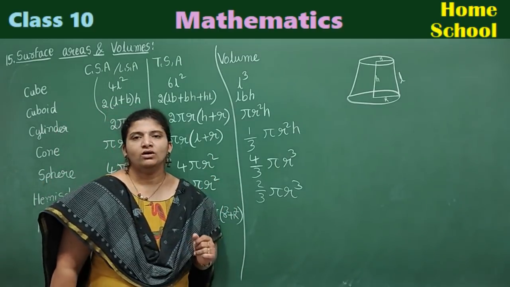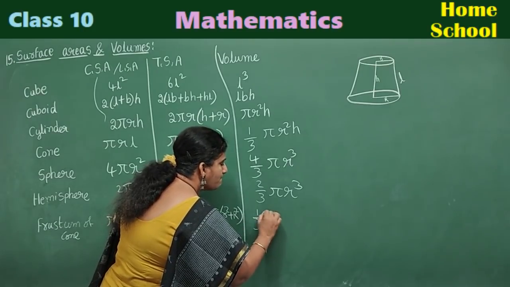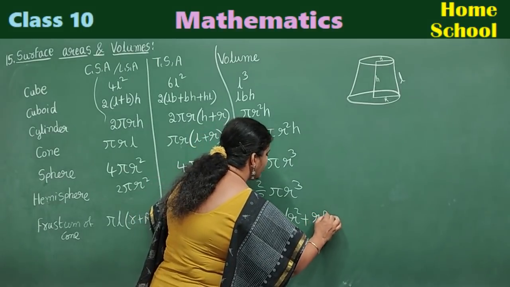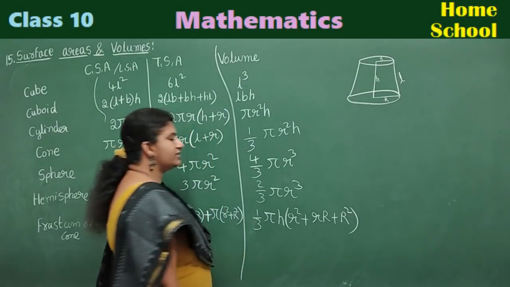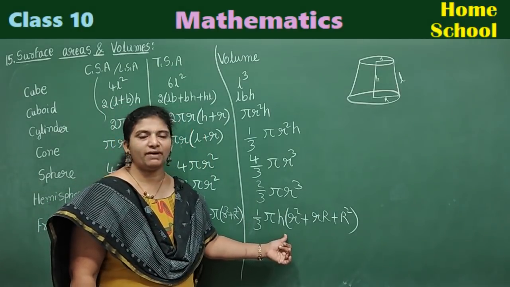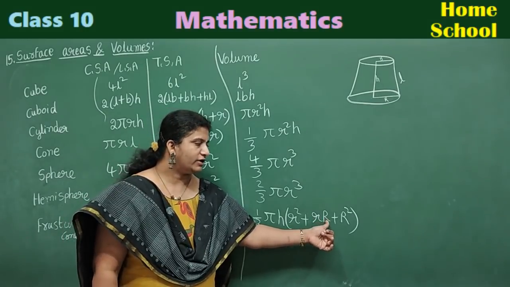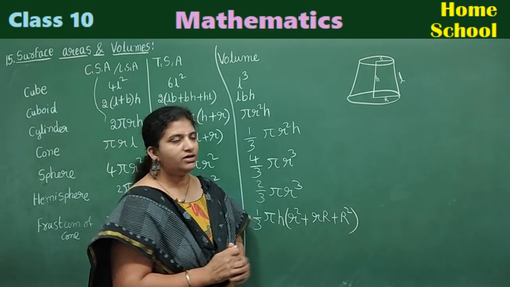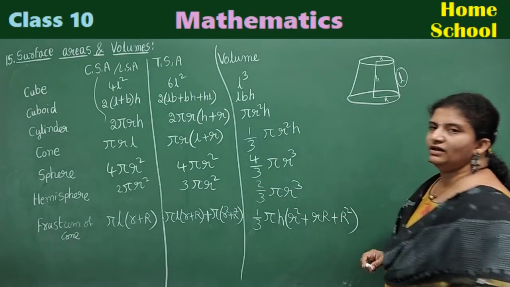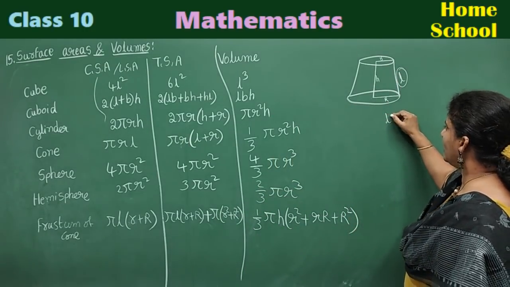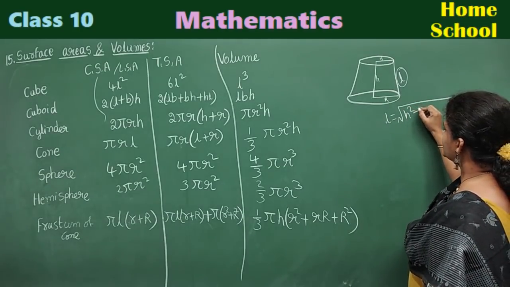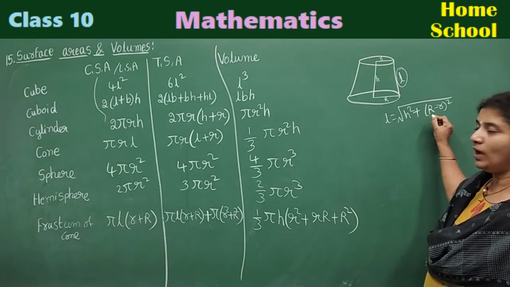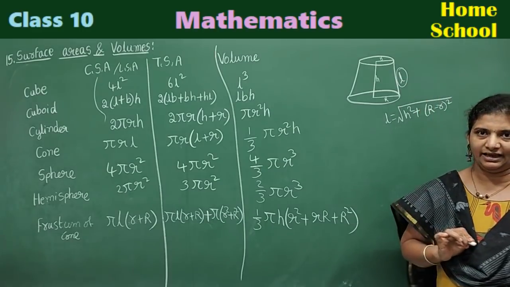Coming to volume, this is 1 by 3 pi h into (r square plus r into capital R plus capital R square). This is the formula which you need to remember. Here you need two more formulas extra. Suppose you don't know the slant height, how can you find it? There is a formula: L is equal to square root of h square plus (capital R minus small r) whole square. If you apply this formula, you will get the slant height.